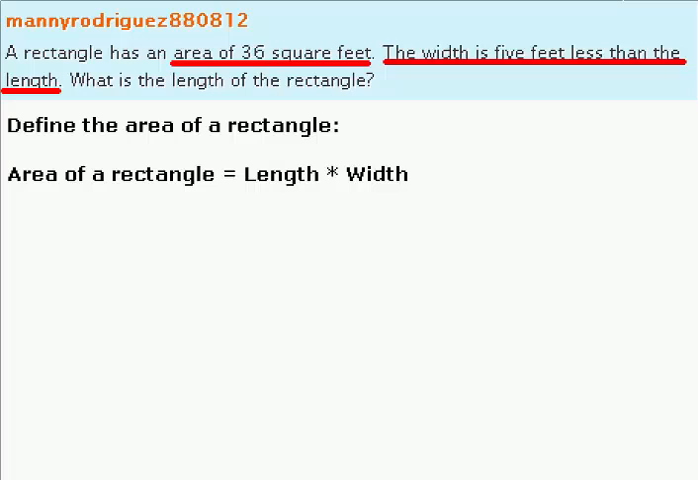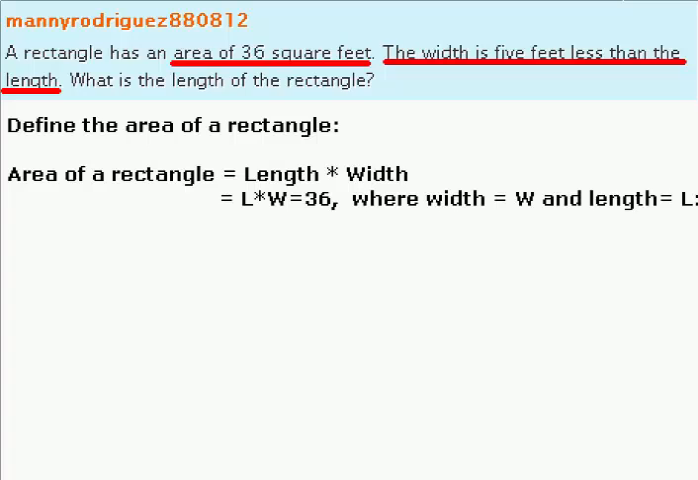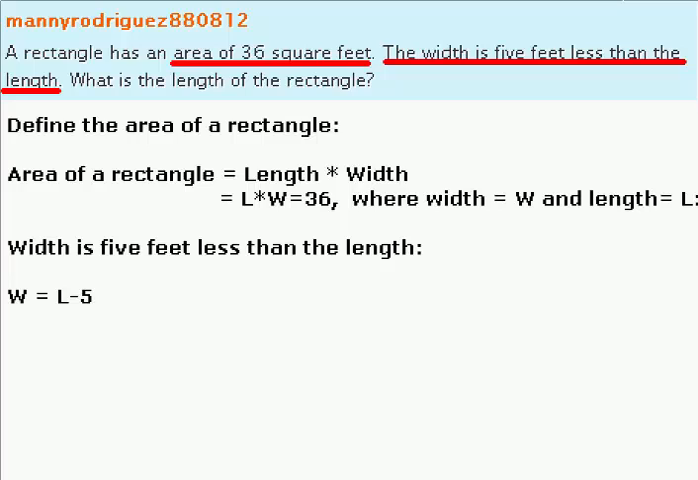In order to calculate the area of a rectangle, you multiply the length of the rectangle by the width of the rectangle. If we define the width as W and the length as L, we know from the question that L times W is equal to 36. The second part of the problem tells us that the width is 5 feet less than the length. Therefore, we can write that W is equal to L minus 5.